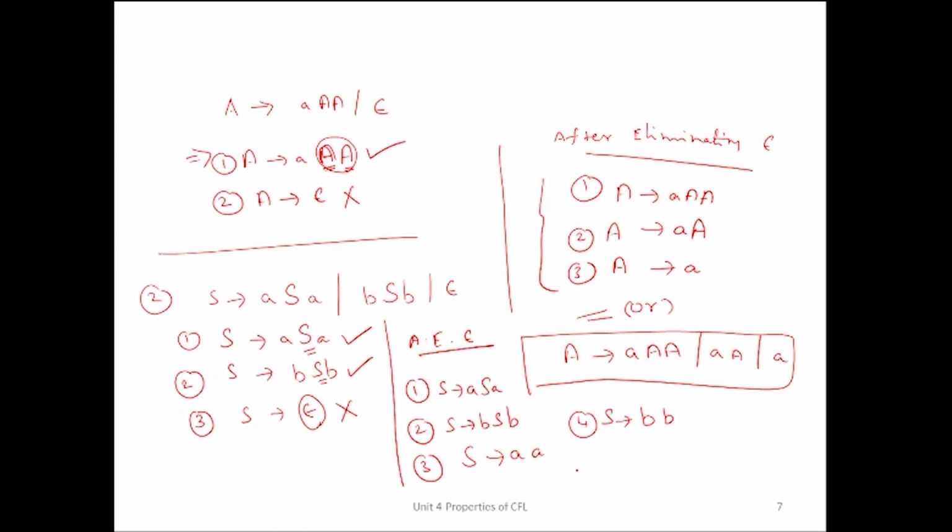Either we can write them as they are, or we can combine all those productions, because all four productions have the common left side symbol S. So I can write it as S implies a S a | b S b | a a | b b. This is the answer for elimination of epsilon production. Okay, thank you.